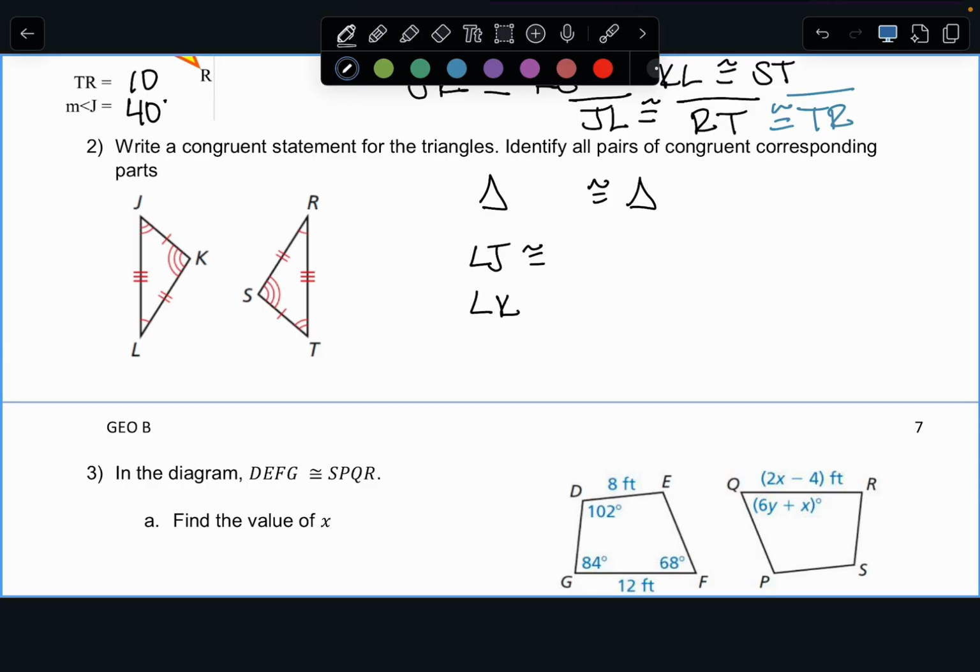So angle J, K, and L. Tell me what they match with. And all of the segments. So I'm giving you half of your statements here. I want you to fill out the other half. Okay? This is only half. I want you to write the congruent statements for the other triangle, for RST.